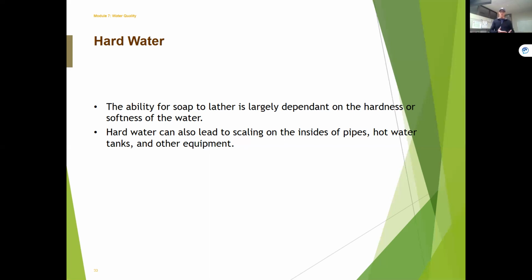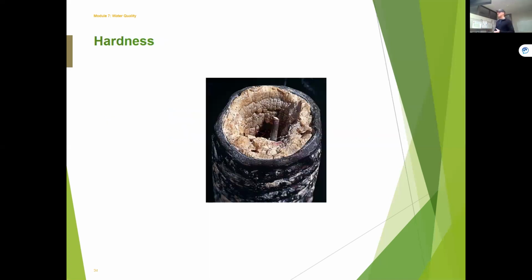So hardness here can also lead to scaling. And this is a really extreme sample of what could happen. This is an old drainage pipe, and over time, you can see how the scale has built up. Now, I'm not sure how a piece of tree got stuck in there, so I'm pretty sure this isn't a water pipe, but this is just an example of what an inside of a pipe could look like over time if it continued to scale up like that. Quite significant, if you ask me.